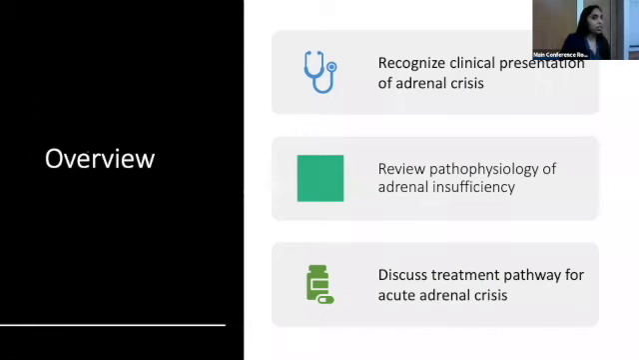So today I'd like to just talk briefly about the clinical presentation of adrenal crisis, review the pathophysiology of adrenal insufficiency, and discuss the treatment pathway for acute adrenal crisis.